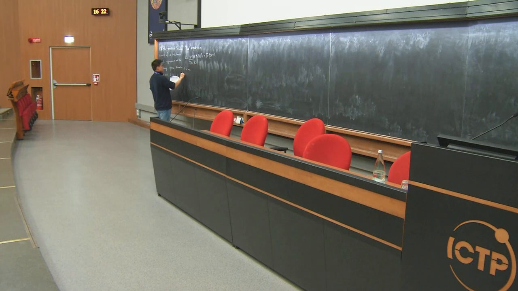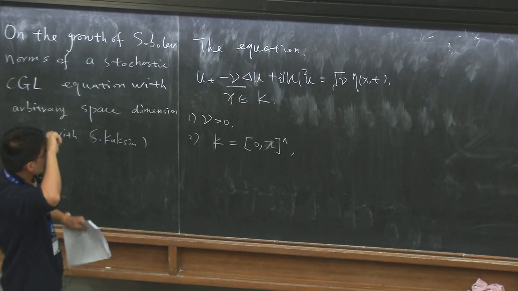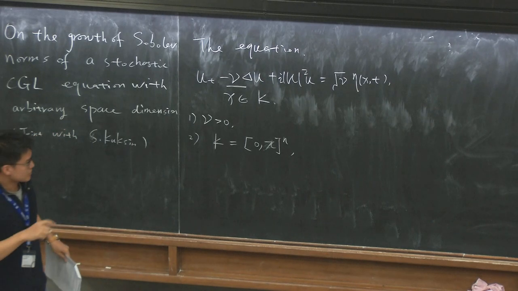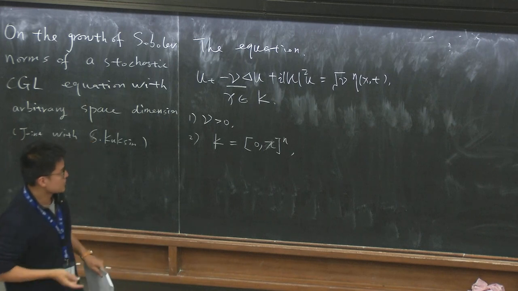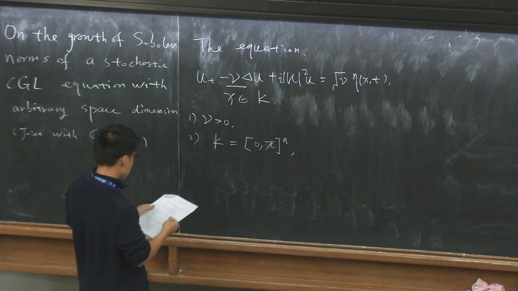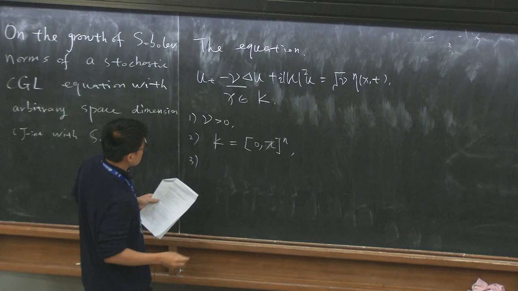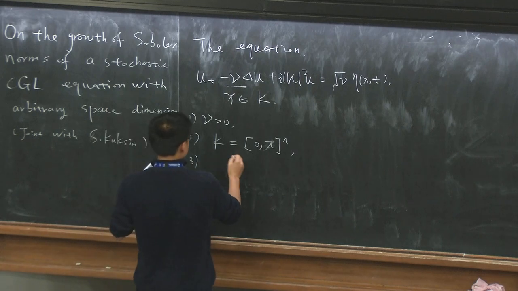And K, we just choose K to be a cube, this n-dimensional cube. And here n, as in the title, is an arbitrary dimension, so n can be an arbitrary integer here. And for the boundary condition, we can just impose the Dirichlet boundary condition.